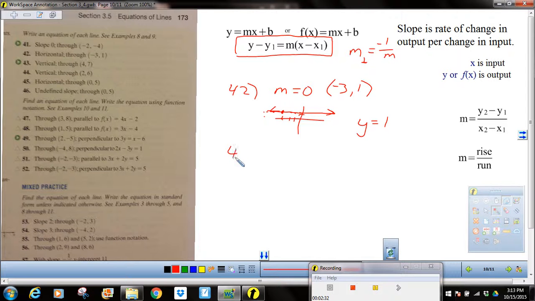Alright, number 44. This one is a vertical, so the slope is undefined. Using slope intercept and point slope, it's not going to help us out any. It goes through the point 2, 6. So the equation is going to be x equals, and I'll look over here to find my x value. X equals 2. If you want to see the graph of the line, I'm not drawing a very good vertical line, but it looks like that.